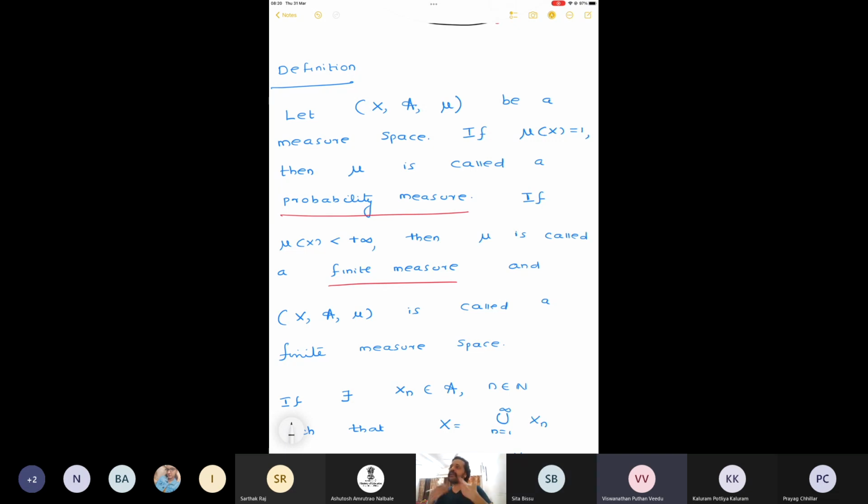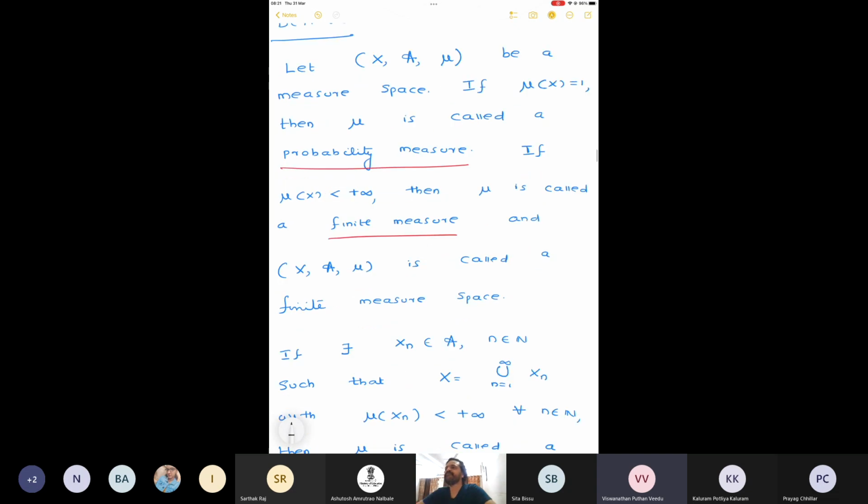Yes, sir. Therefore, you can talk about mu of X. But in general, mu of X can be any real number greater than or equal to 0, and it can be even infinity. But in case mu of X is 1, then mu is called a probability measure. And this is the setting in probability theory. And keep in mind that Lebesgue measure on R is not a probability measure, because the Lebesgue measure of R is not 1. It is in fact infinity.